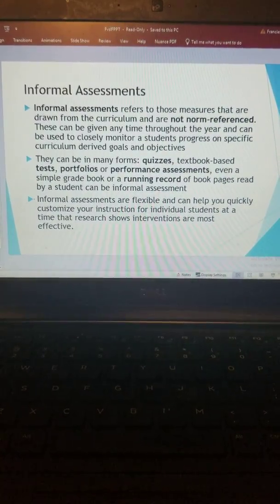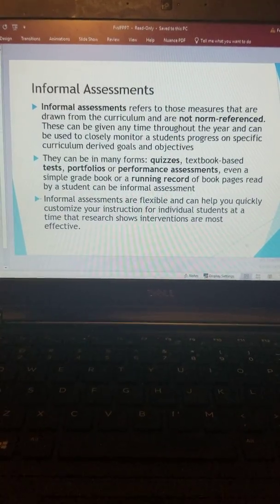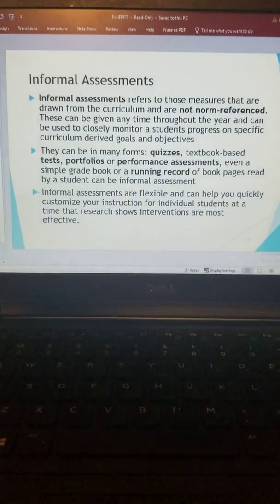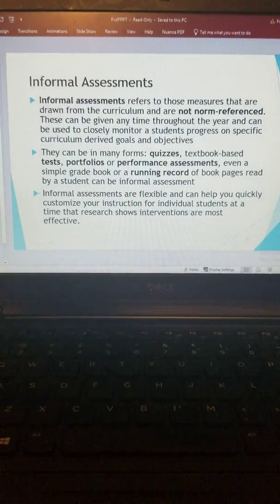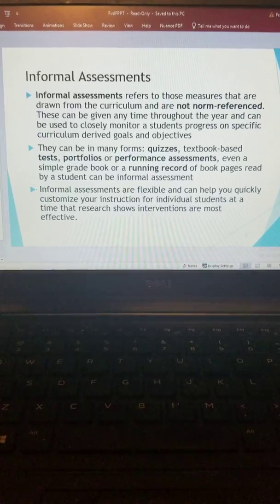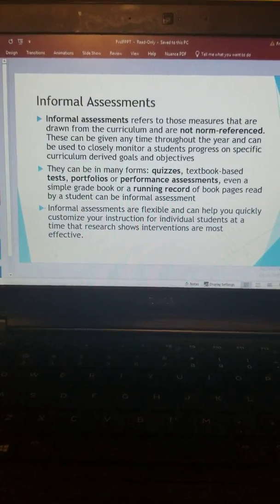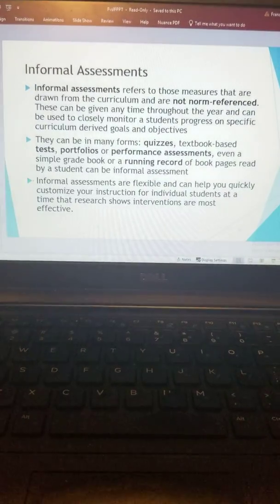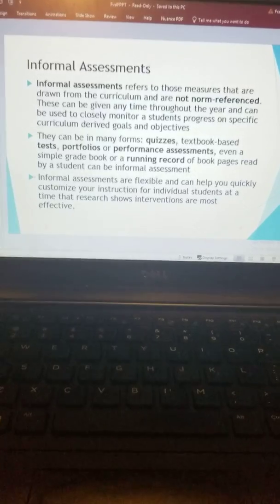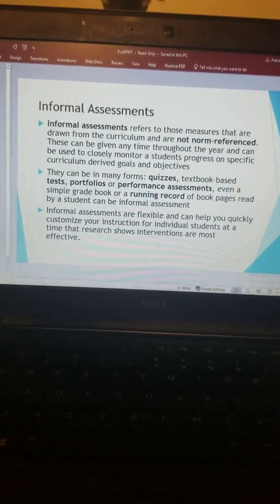They can be in many forms: quizzes, textbook-based tests, portfolios, and performance assessments. Even a simple grade book or running record of book pages read by students can be informal assessments. Informal assessments are flexible and can help you quickly customize your instruction for individual students at a time that research shows interventions are most effective.